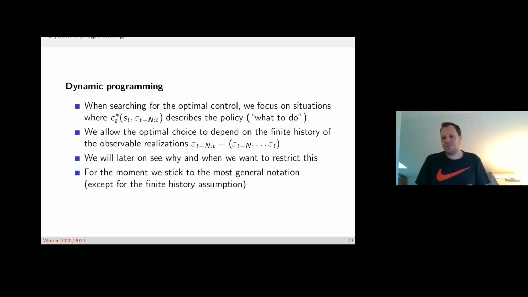Maybe this is not the helpful information that we need, but maybe in addition to that, we also need all the realizations, all the past realizations of the shock. So sometimes it might be helpful, but not all, a finite history of all the realizations of the shock. What this basically means is, when picking the optimal control, I'm not necessarily only looking at the state that I'm in currently, but also at the way that I reached this state.